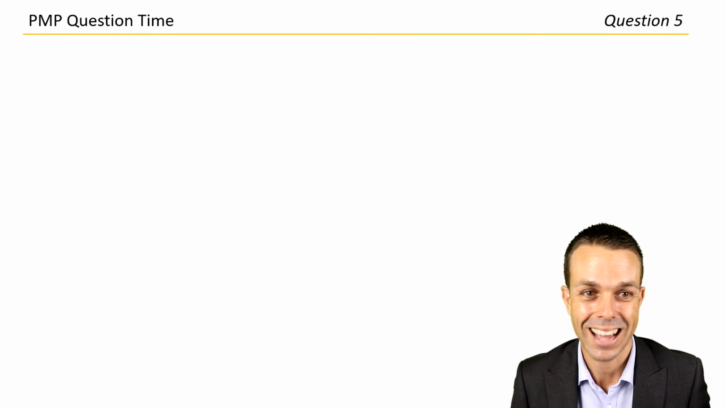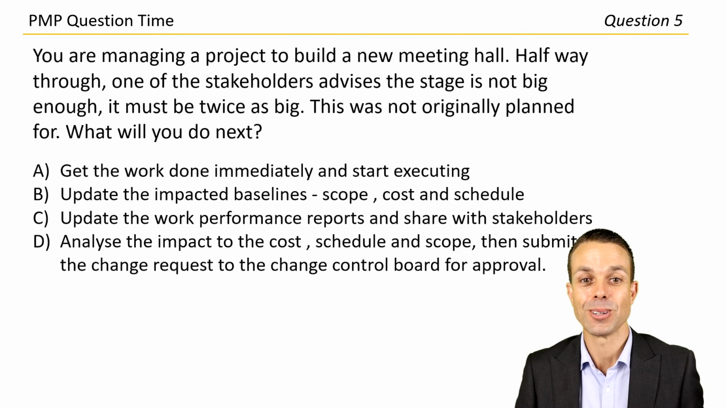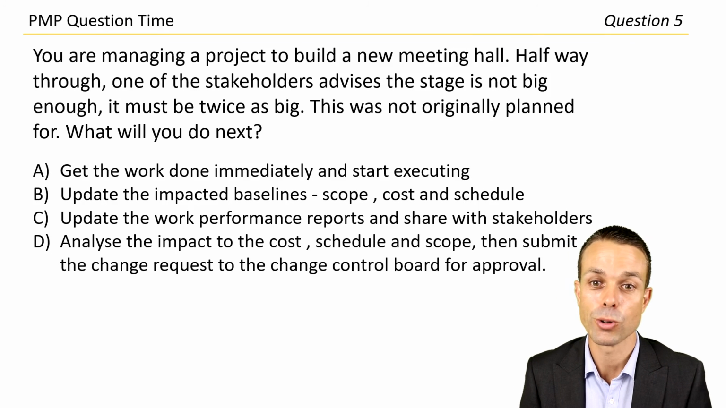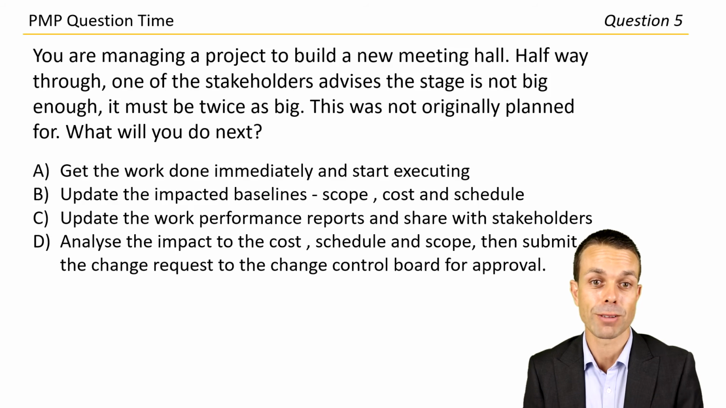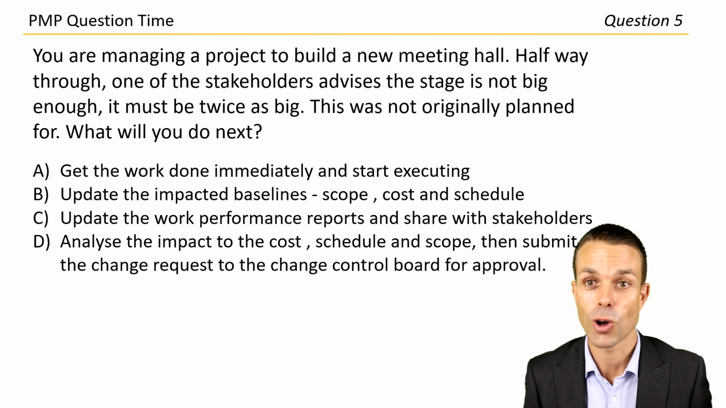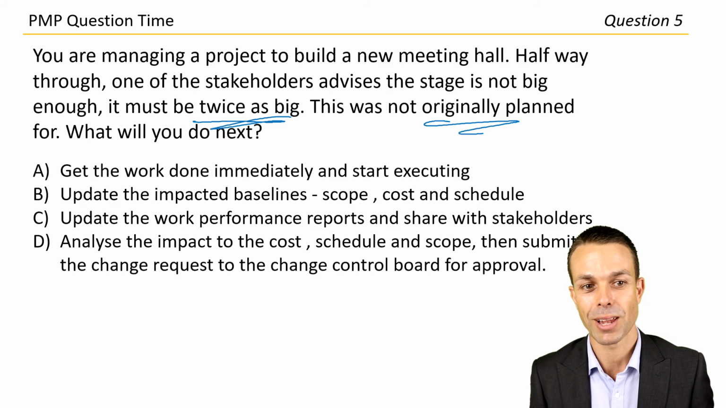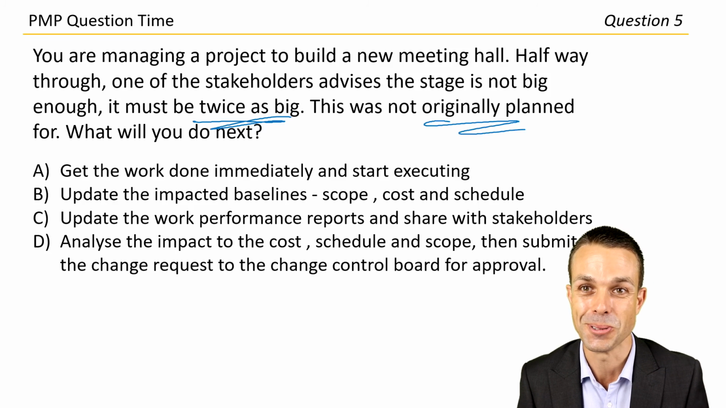You are doing fantastically. You're managing a project to build a new meeting hall. Halfway through, one of the stakeholders advises the stage is not big enough and it must be twice as big. This was not originally planned for. What will we do next?